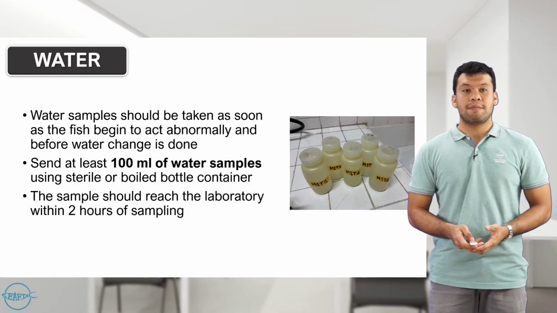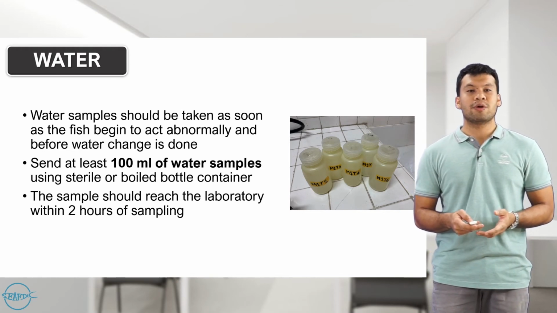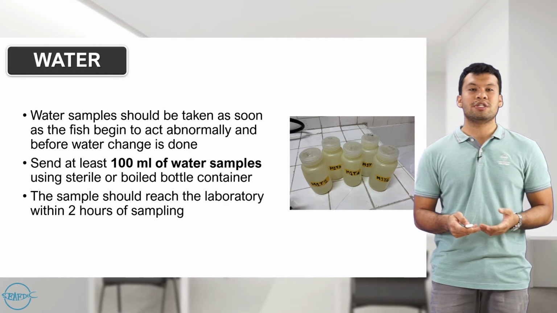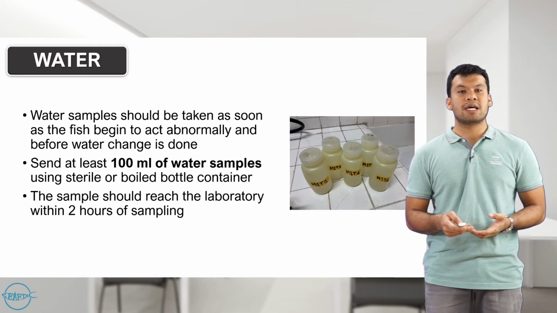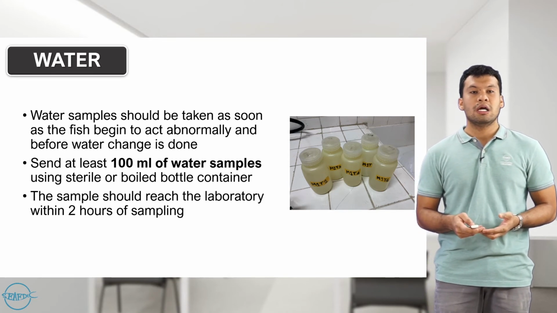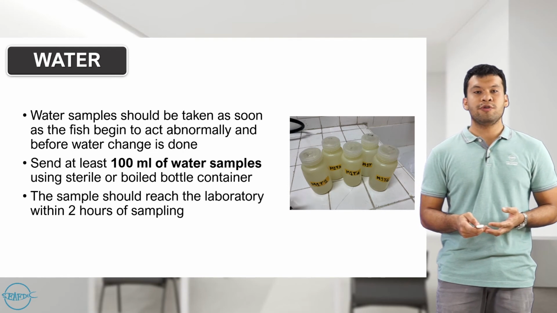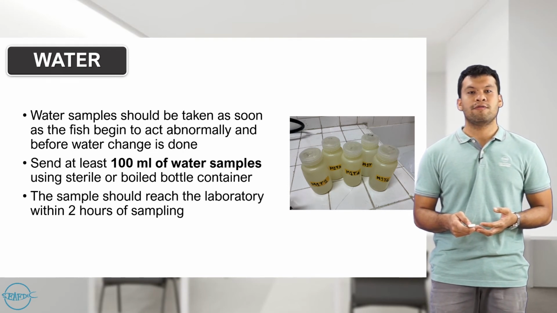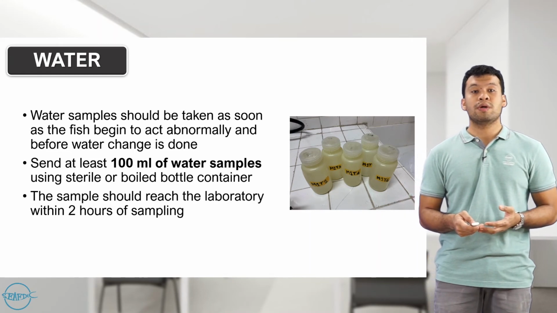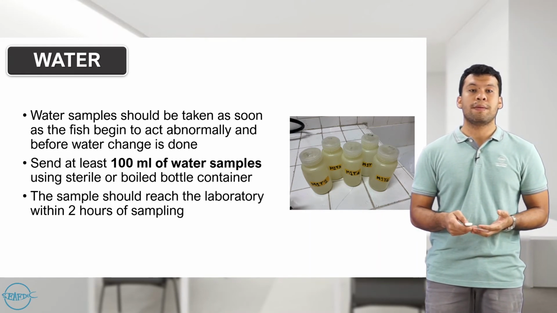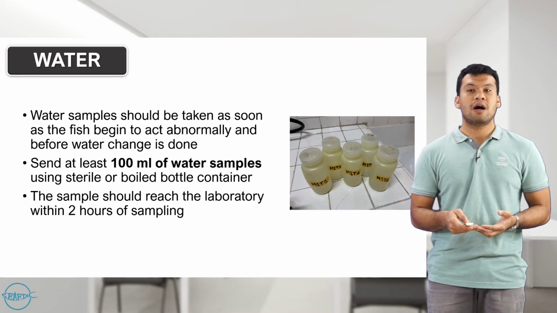Then your water sample should be taken as soon as the fish begin to act abnormally and before the water change is done in your area or in the hatchery. You need to send at least 100 ml of that water, and you can use a sterile or boiled bottle container. If you don't have any sterilizing material like an autoclave or pressure cooker, you can always boil your water and then disinfect or sterilize your container.